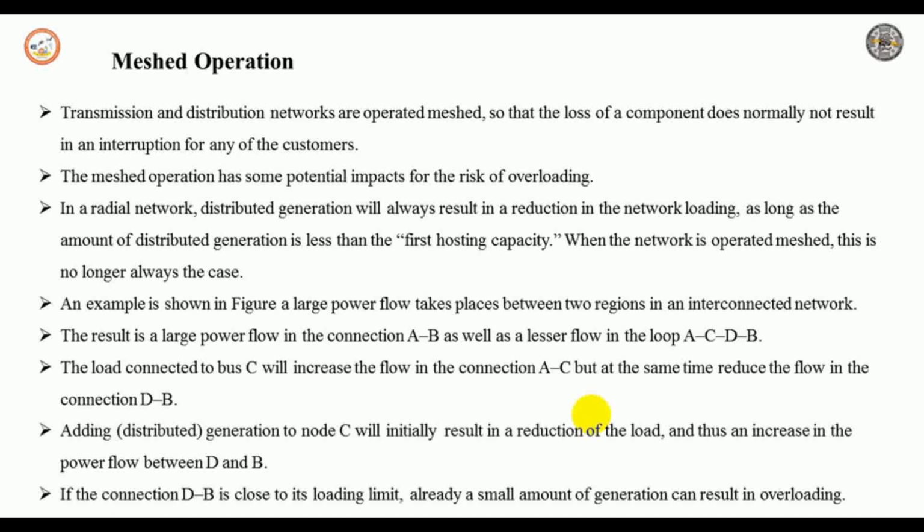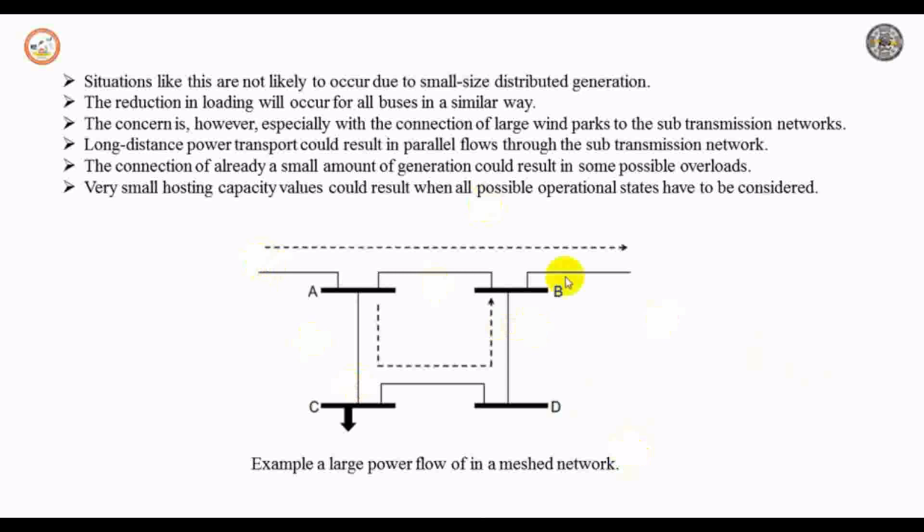In a radial network, distributed generation will always result in a reduction in network loading as long as the amount of distributed generation is less than the first hosting capacity. Whenever the network is operated as a mesh, this is no longer the case. An example of this is shown in the figure. Consider this figure shown here.